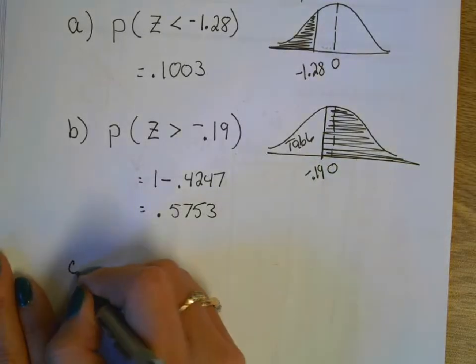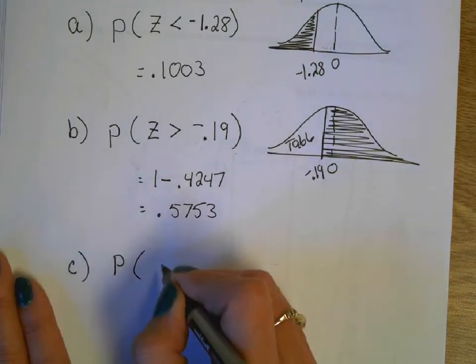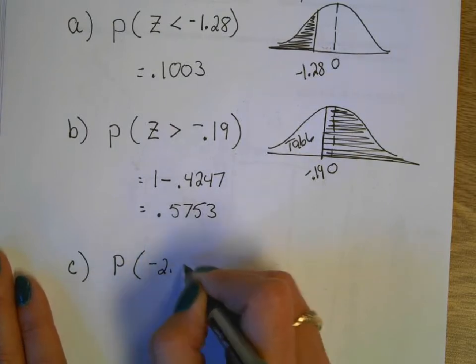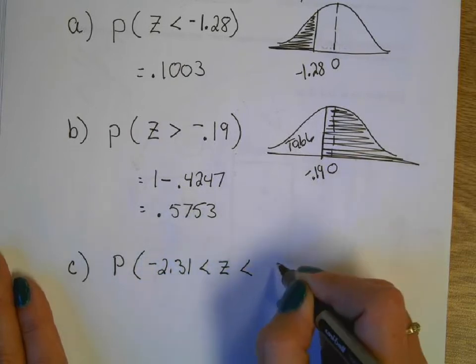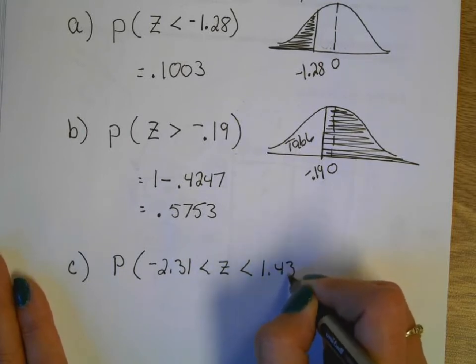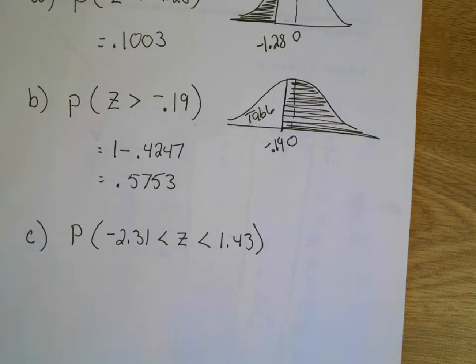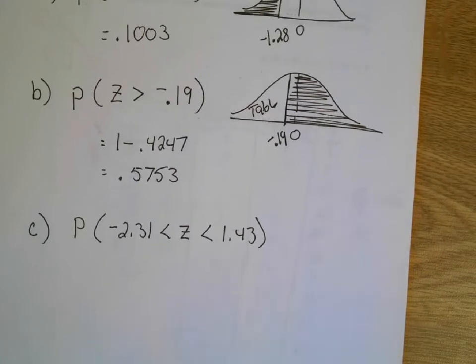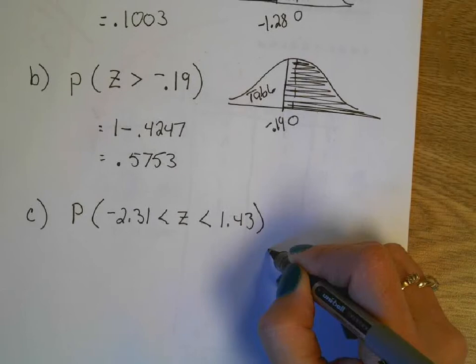Okay, last one here before we do something new. What's the probability that z goes from negative 2.31 to 1.43? We did this. Only thing, the question was area. Now it's probability. And then I'm going to do something new. Right after this one, we're doing something new. Promise. So look up both of them and subtract.